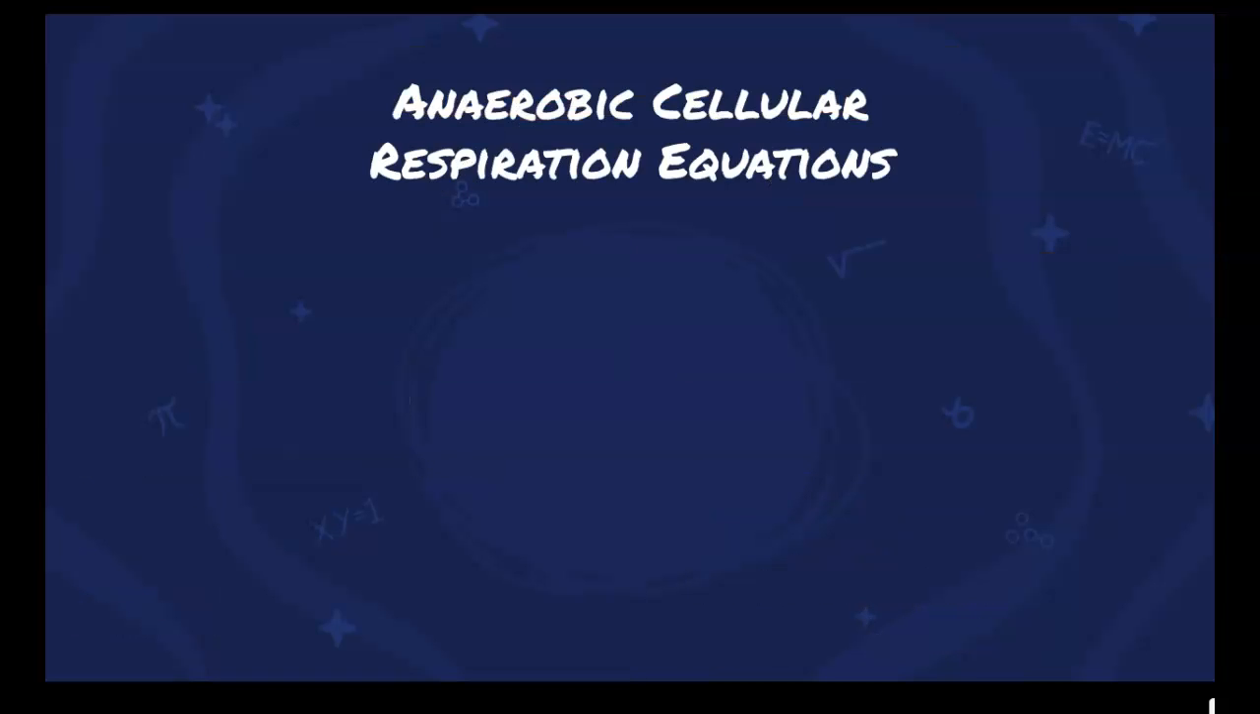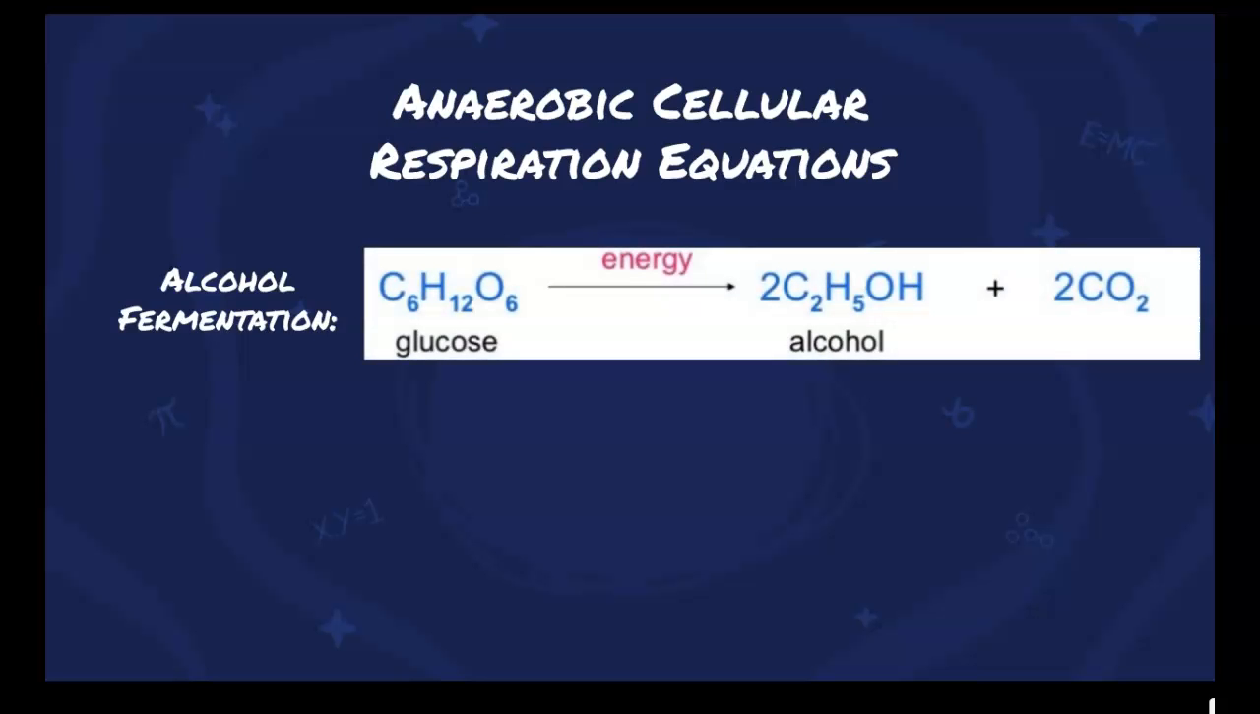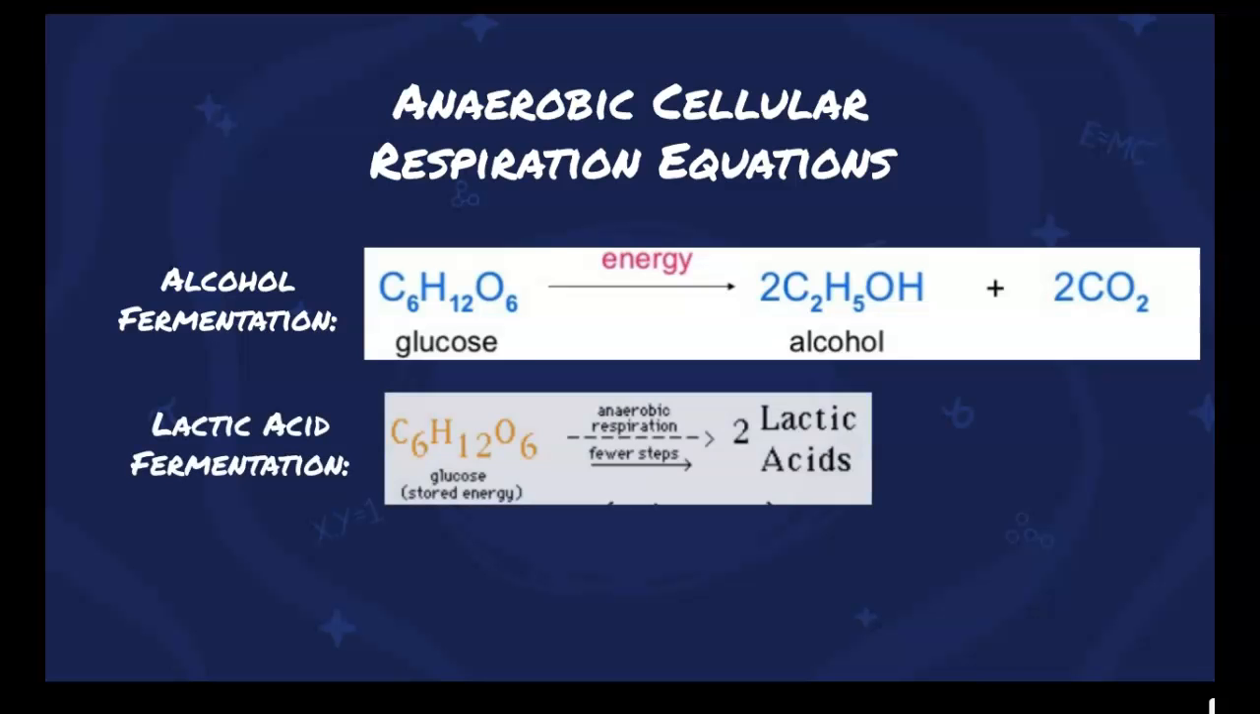There are two different types of anaerobic respiration. The first type makes alcohol. So we take glucose and break it into alcohol and carbon dioxide. The other type is called lactic acid, where we take glucose and break it into lactic acid.